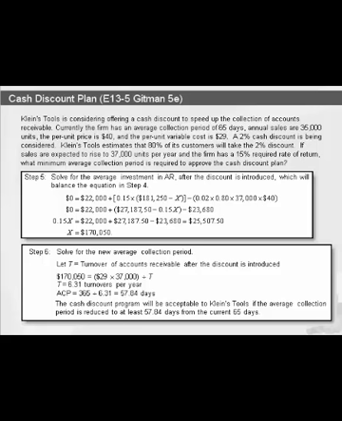So turnover is 6.31. And the average collection period then we can calculate by taking 365 divided by the new turnover to come up with 57.84 days. So to answer this question, the final answer becomes the cash discount program will be acceptable to Klein's Tools if the average collection period is reduced to at least 57.84 days from the current 65 days. So it basically means we've got to see the collection period drop from 65 days to about 58 days.